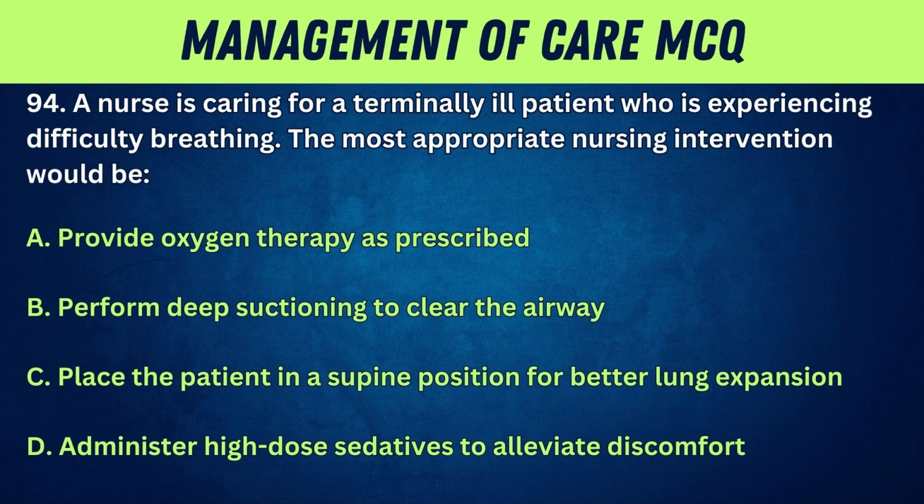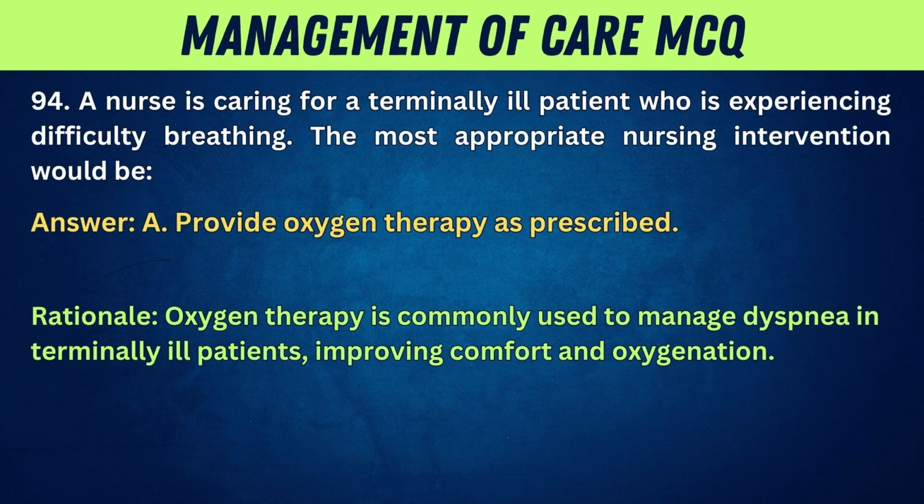B. Perform deep suctioning to clear the airway. C. Place the patient in a supine position for better lung expansion. D. Administer high-dose sedatives to alleviate discomfort. Answer. A. Provide oxygen therapy as prescribed. Rationale. Oxygen therapy is commonly used to manage dyspnea in terminally ill patients, improving comfort and oxygenation.